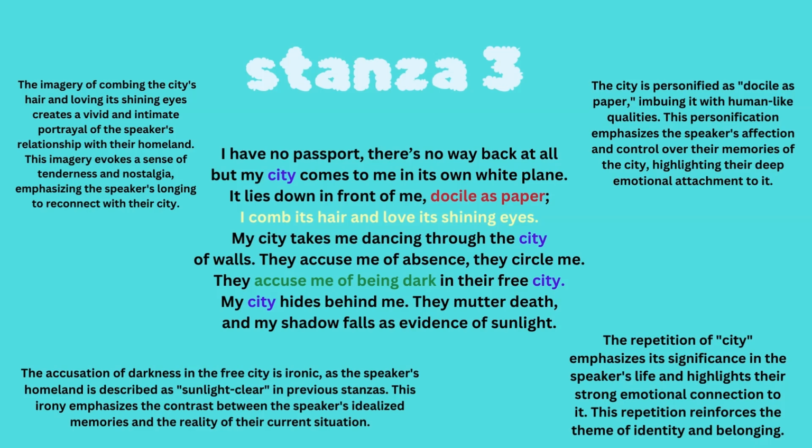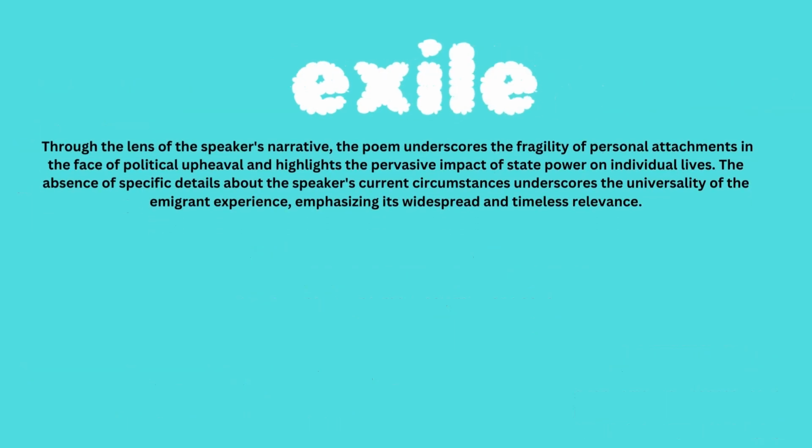The accusation of darkness in the free city is ironic, as the speaker's homeland is described as sunlight clear in previous stanzas. This irony emphasizes the contrast between the speaker's idealized memories and the reality of their current situation. Through the lens of the speaker's narrative, the poem underscores the fragility of personal attachments in the face of political upheaval and highlights the pervasive impact of state power on individual lives.